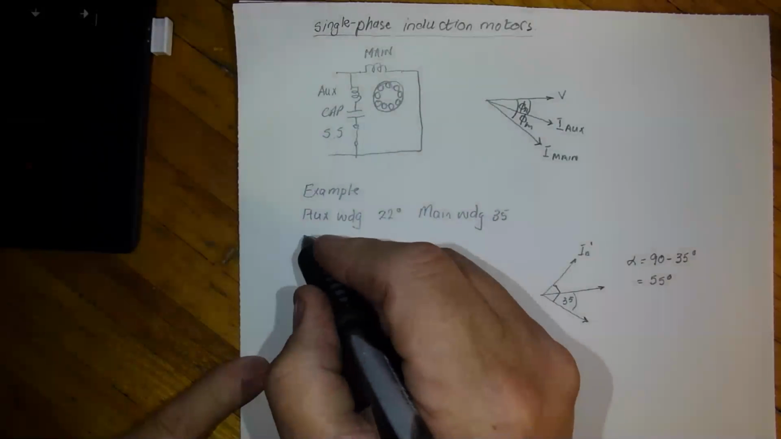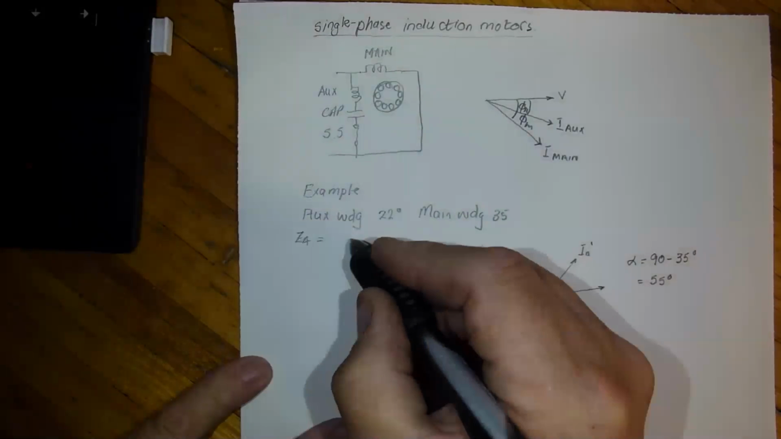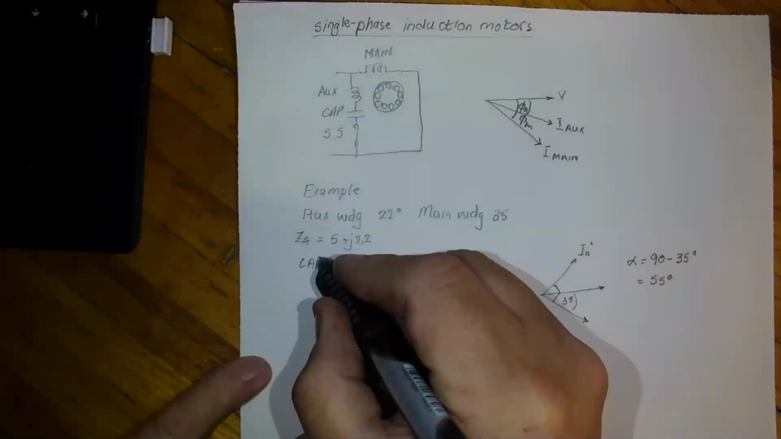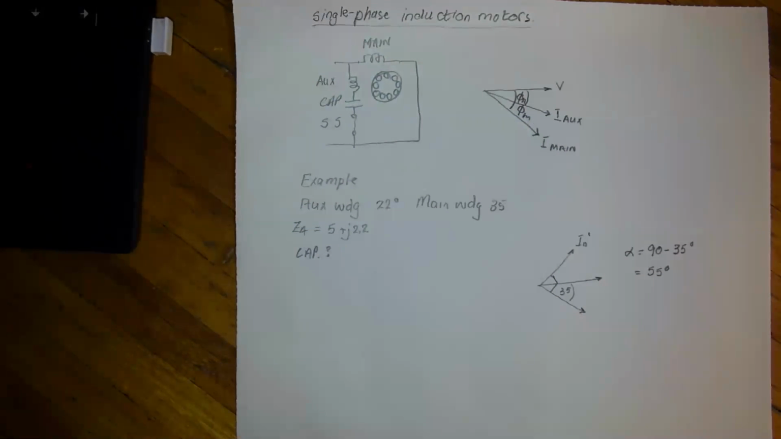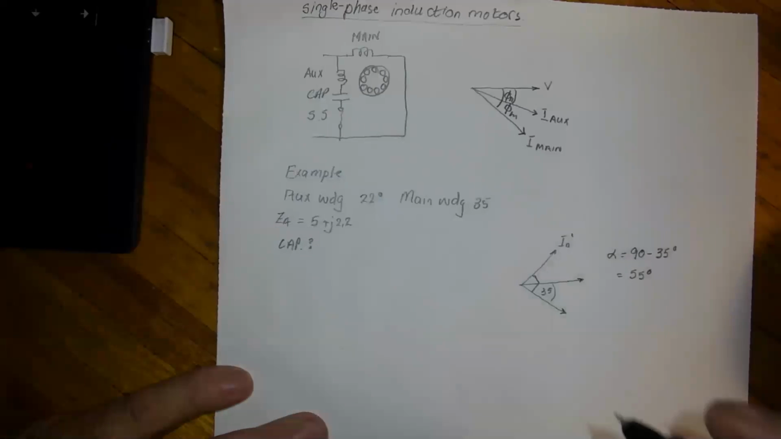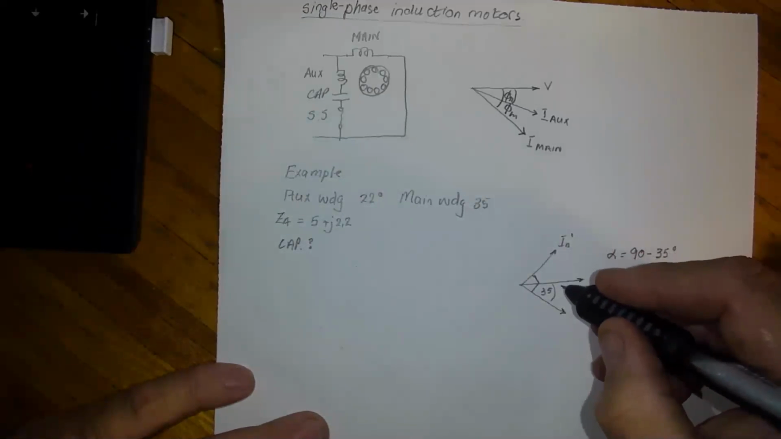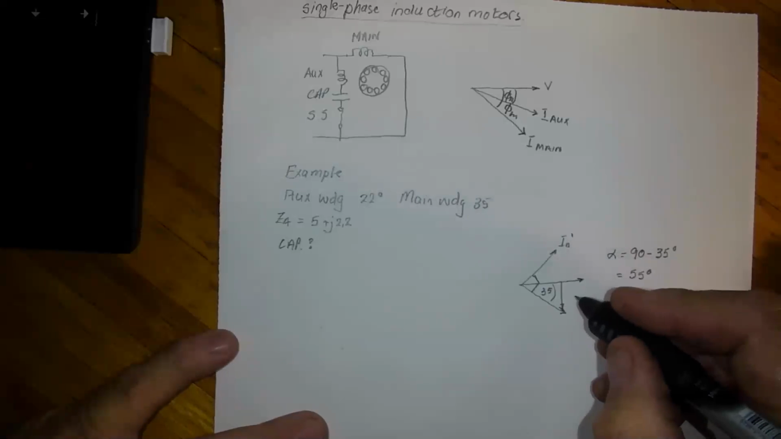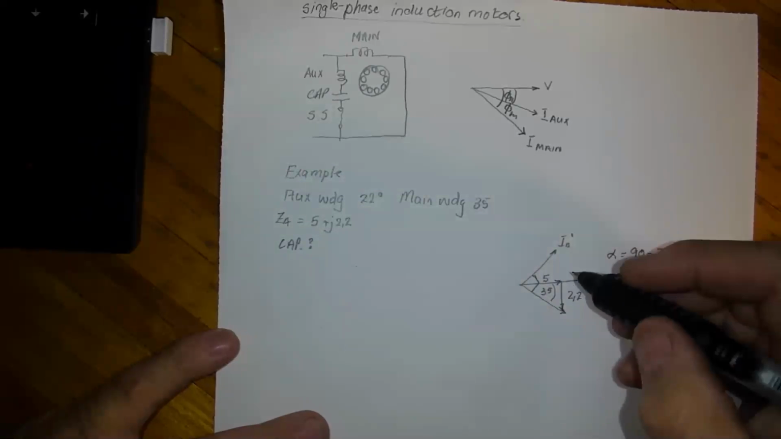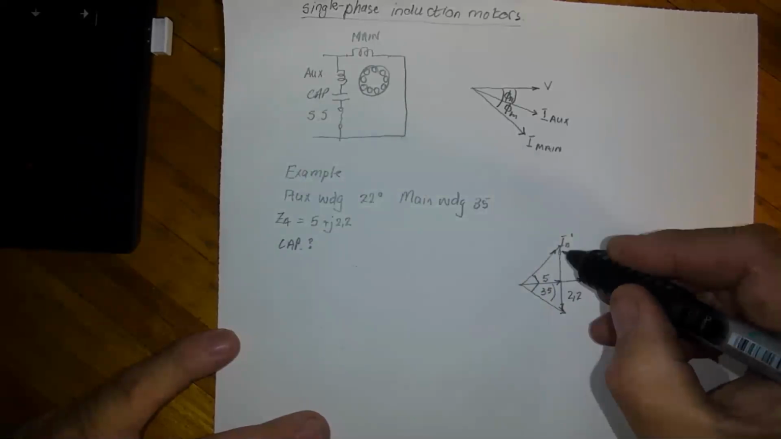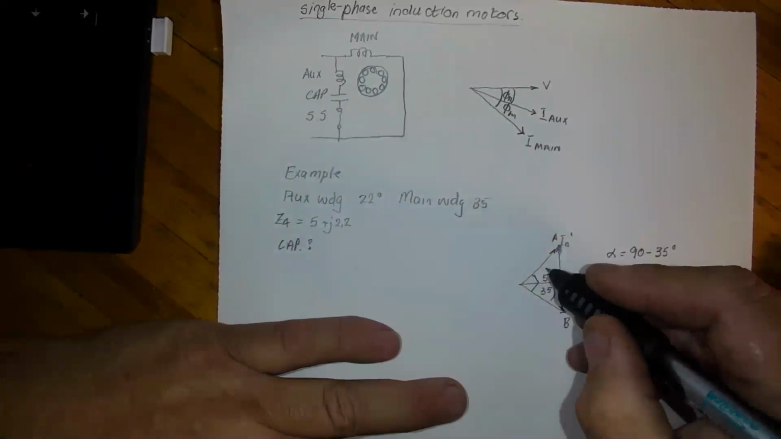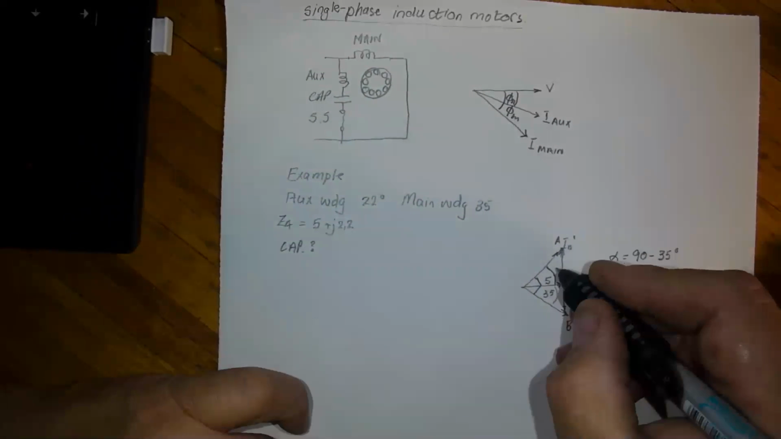Now, the auxiliary winding's impedance is given as 5 plus j2.2. We want to know what is the capacitor size that we can do this problem. So now, if we look at this, then that is X of the cap of the auxiliary winding, and that is the resistance part, 5. Now we want to know what that angle or that value is. Let's say that is A, O, and B. Now we've got that angle, which is 55 degrees.